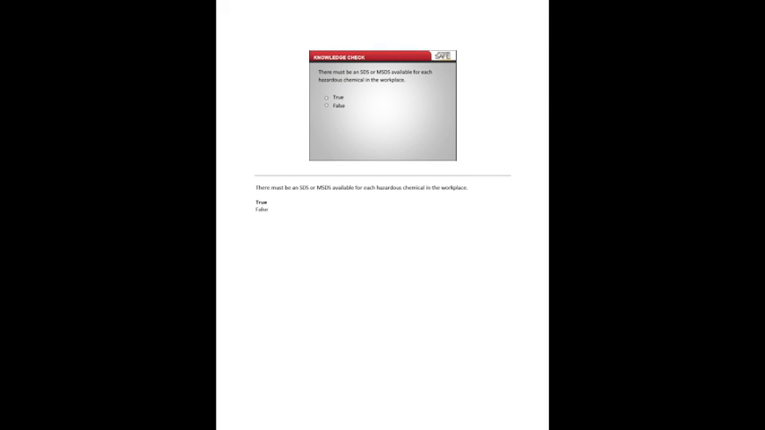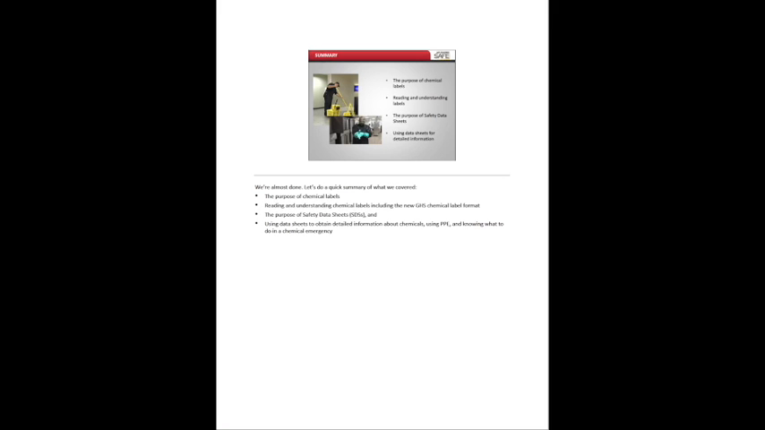Next slide. Knowledge check. There must be an SDS or MSDS available for each hazardous chemical in the workplace. True or false? The answer is true. Next slide. We're almost done. Let's do a quick summary of what we covered. The purpose of chemical labels, reading and understanding chemical labels, including the new GHS chemical label format, the purpose of the safety data sheets, and using data sheets to obtain detailed information about chemicals, using PPE, and knowing what to do in a chemical emergency.